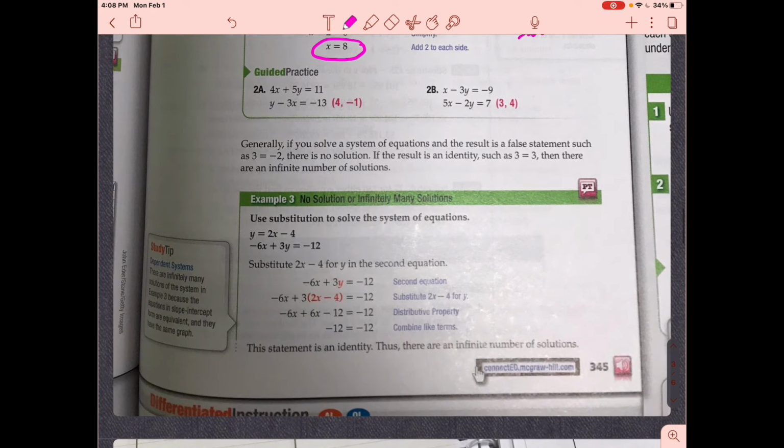All right, sometimes weird things happen. If you solve a system of equations and the end result is something false, like 3 equals -2, that's a no solution. And if you remember that no solutions are when we have parallel lines and they never cross, we call that inconsistent.